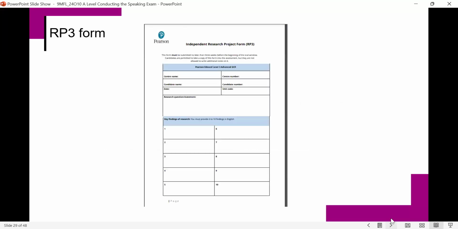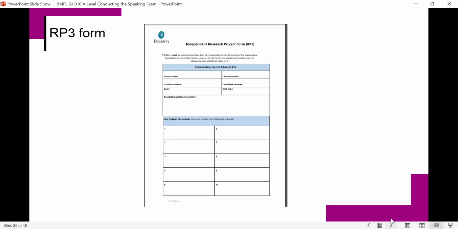So the RP3 form looks exactly like that. Okay, so the candidate produces this form, and this can be handwritten. There's also an electronic version that the students can get from the website. They put their centre name, centre number, candidate name, candidate number, the date that they are handing in the form, and the unit code, which will be 9 whatever it is. So that's the code for the exam that they're doing, 9 something something 03.